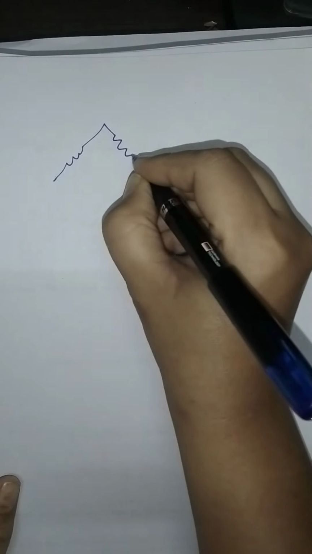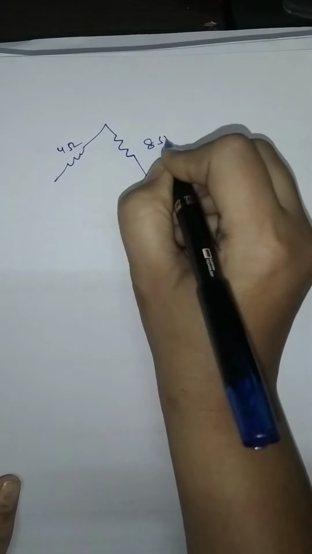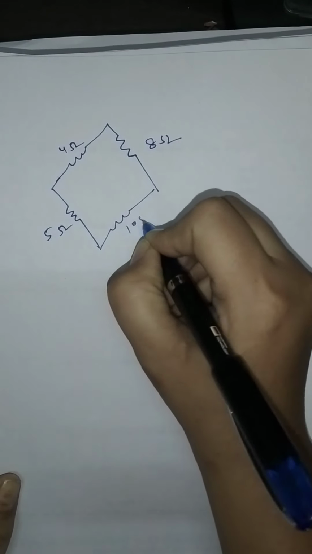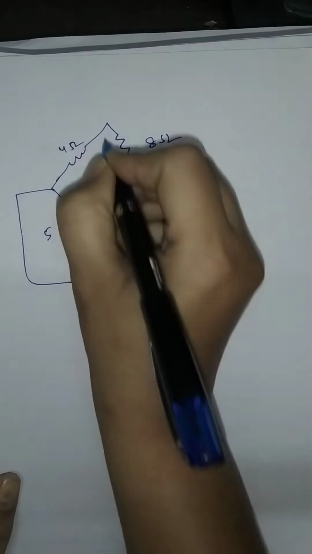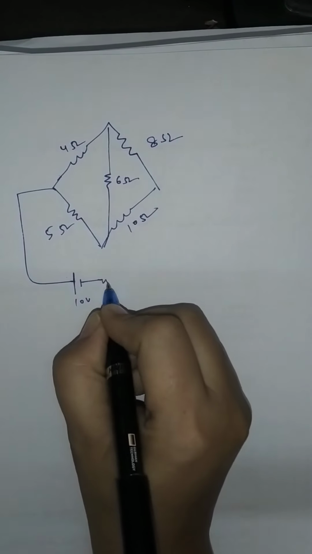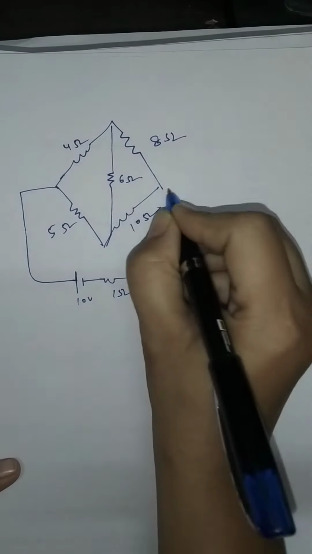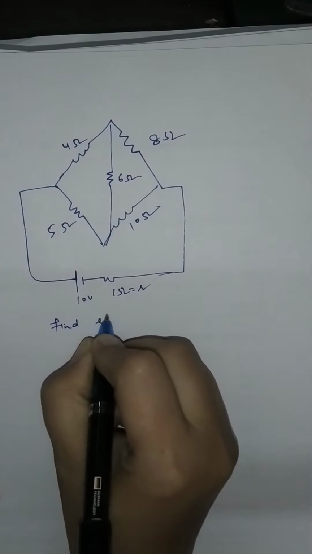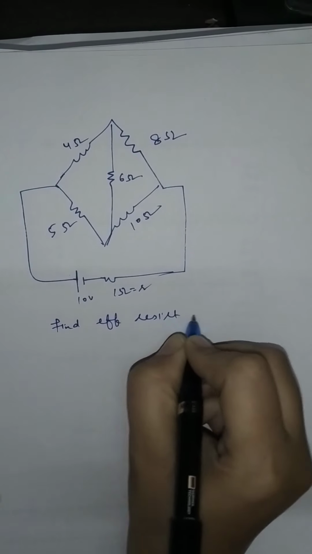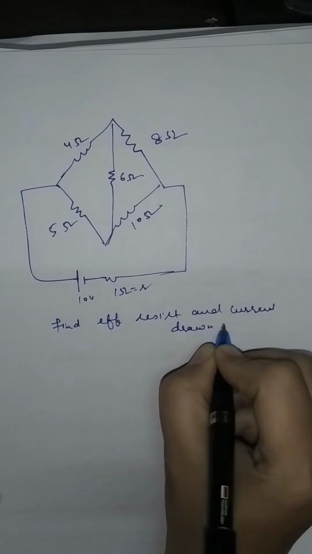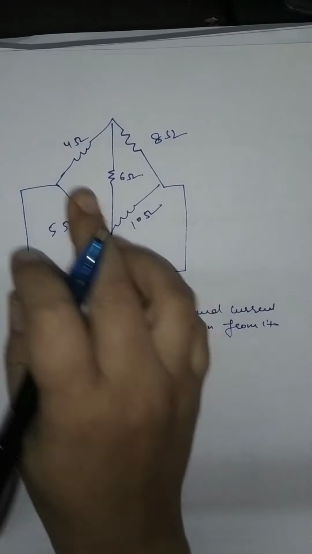Suppose the question is, this wire has the resistance 4 ohm, this is 8 ohm, and this one is 5 ohm, this one is 10 ohm, and there is a cell of EMF. Here it is 6 ohm. This is 6 ohm and this is 10 volt with the internal resistance of 1 ohm. Right? There is the internal resistance of 1. Question is, find the effective resistance and current drawn from it.